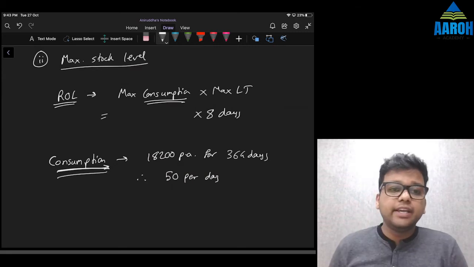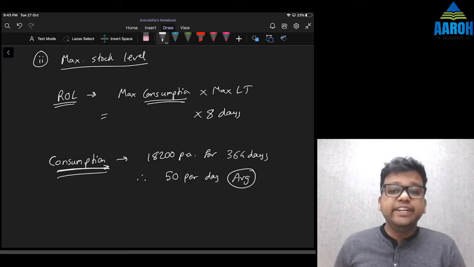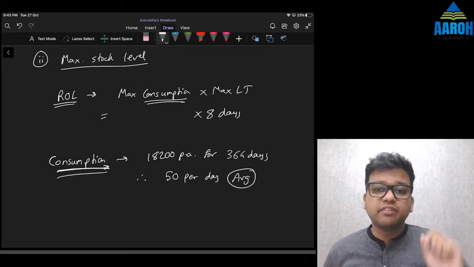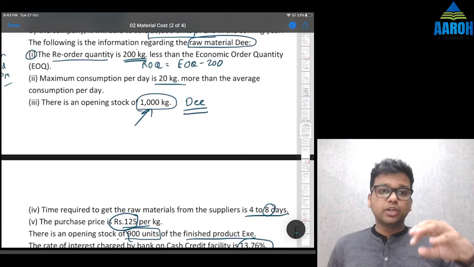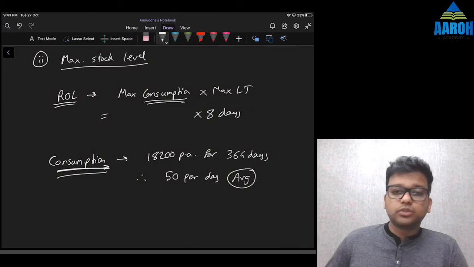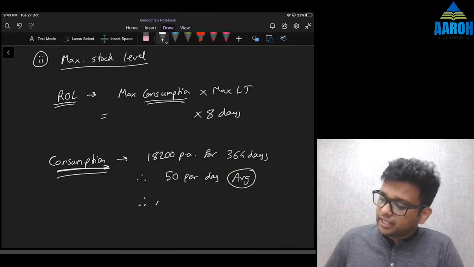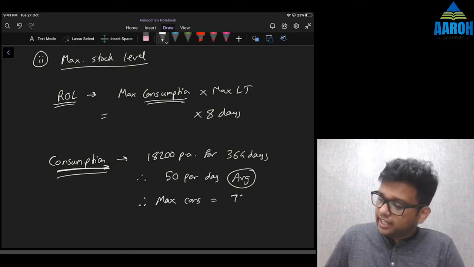So 50 per day is consumption, but this is average consumption. Now we need maximum consumption. They have given one more line for this. What line? Maximum consumption per day is 20 kgs more than average consumption per day. Okay, that is good for us. So 20 more than average, that means maximum consumption is 50 plus 20, 70 kgs per day.